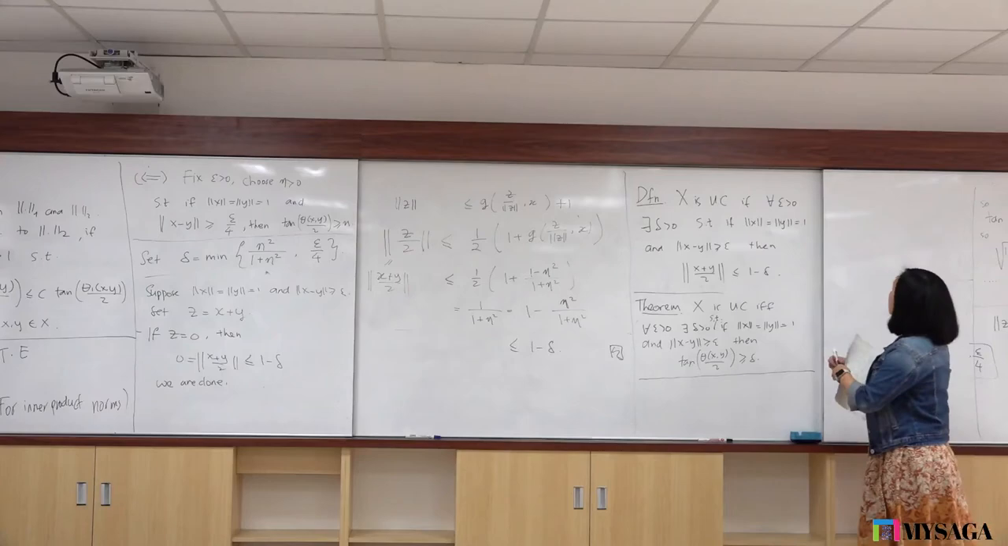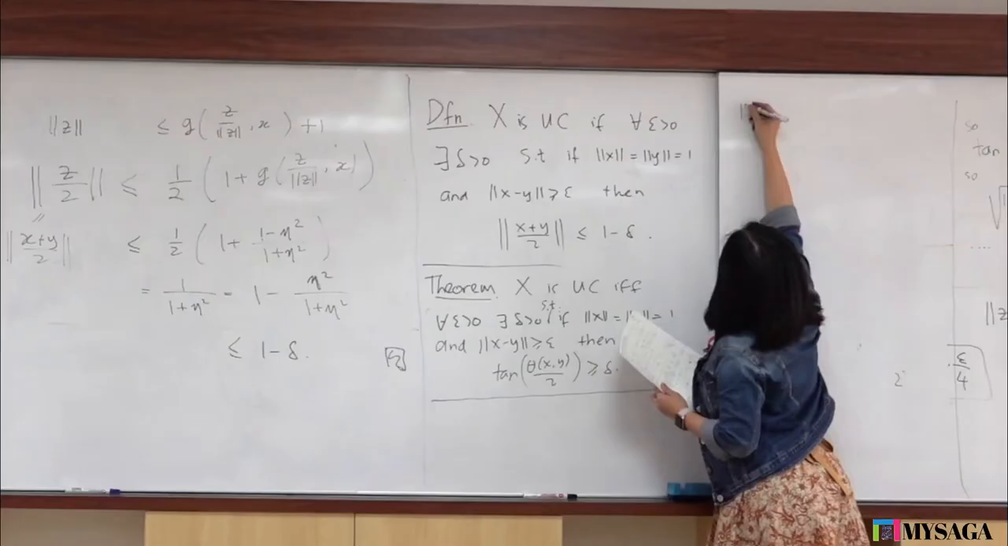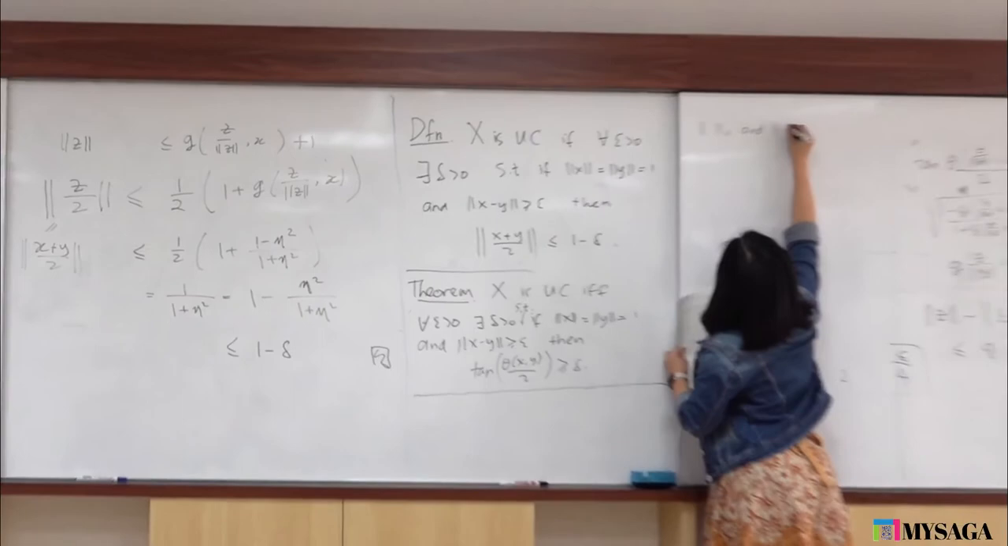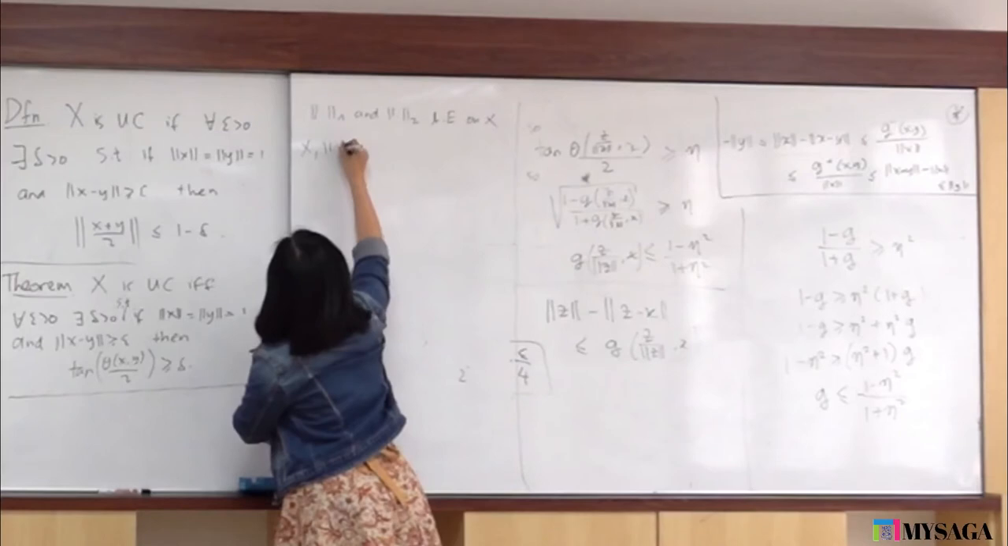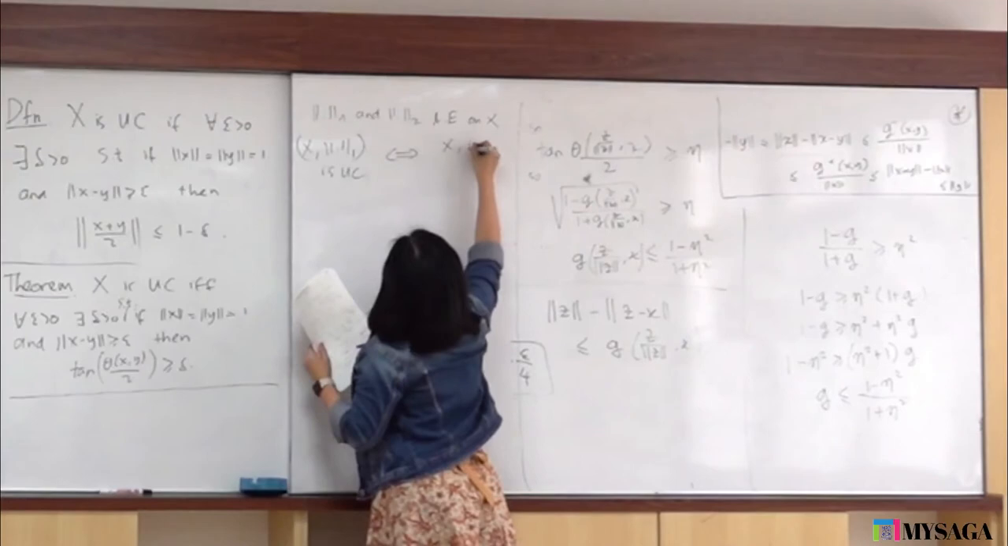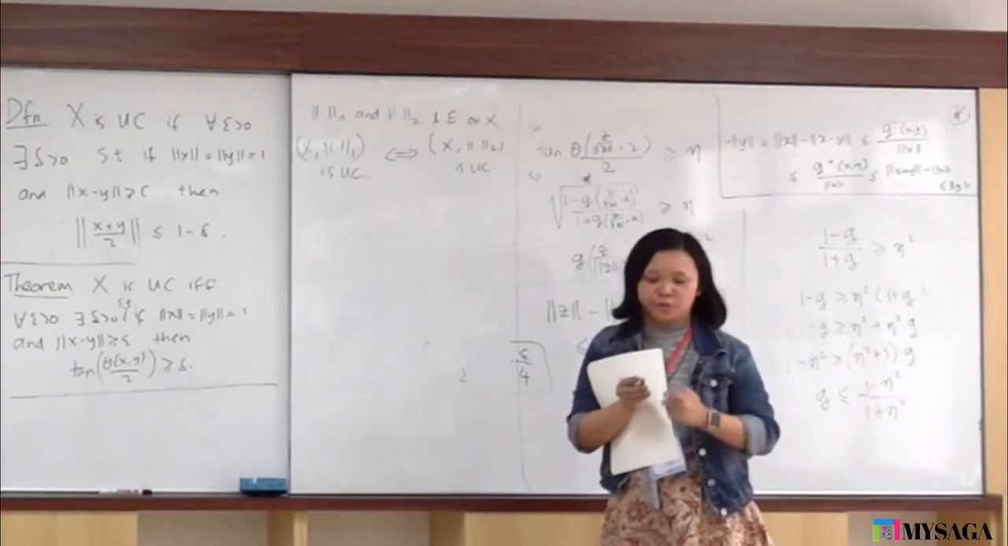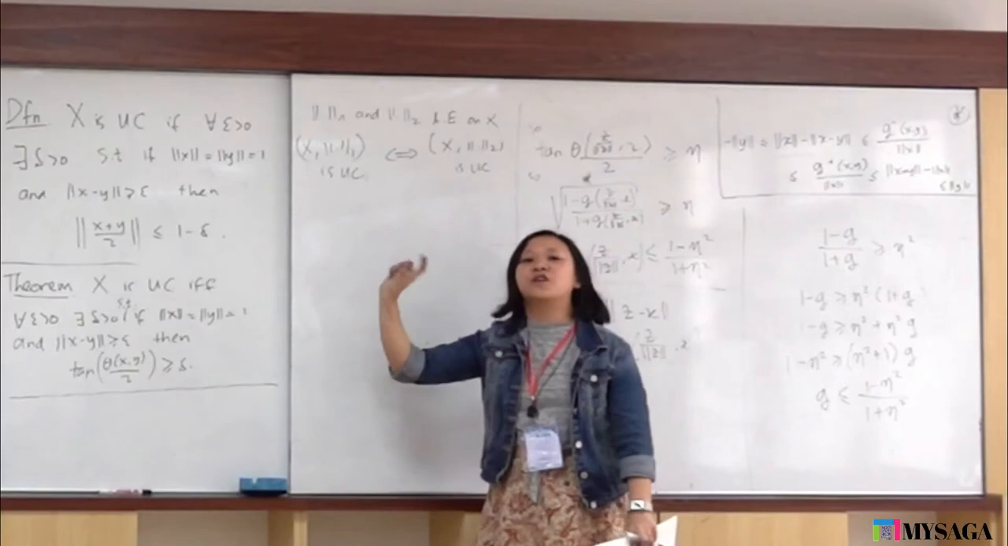So, to prove that if you have two angularly equivalent norms on x, then x with this norm is uniformly convex if and only if x with the other norm is uniformly convex. Well, you don't really have to prove if and only if. You only need to prove one side, right? And then to prove the other side, just reverse the roles of one and two in your proof. And then you're done. Actually, you only need to prove one side.